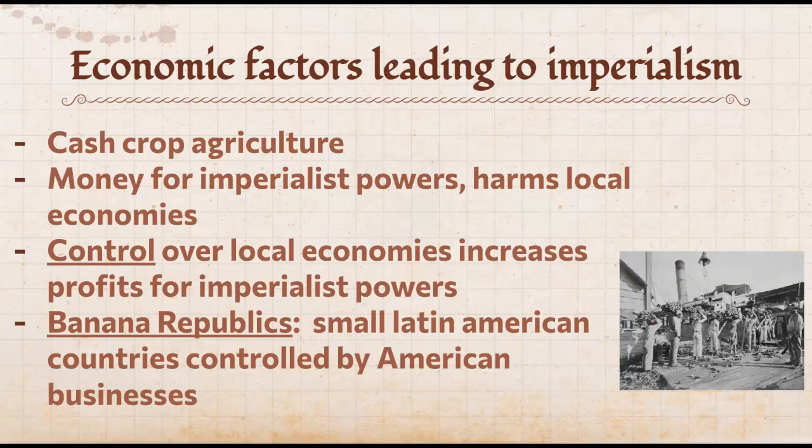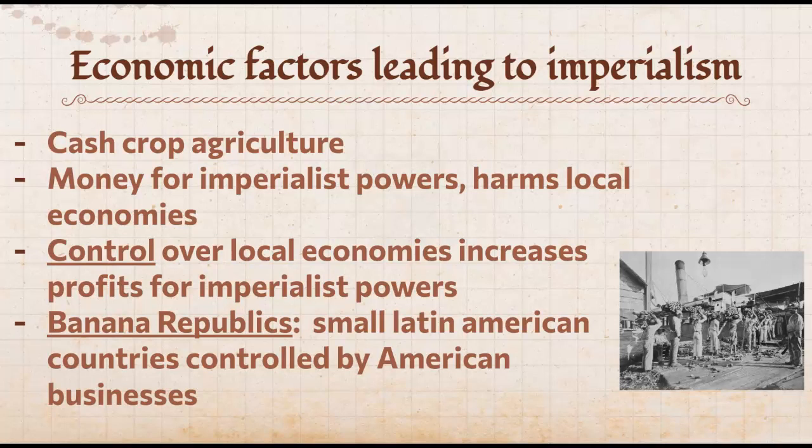Some economic factors that are going to lead to imperialism, we talked about a little with our 6.1 through 6.3 and then 6.6 through 6.8 lecture. That is going to be cash crop agriculture. Cash crops are for the profit. They are not for the feeding of community. A big factor to imperialism is going to be just money. These imperialist powers are going to desire money, even though it will harm local economies.